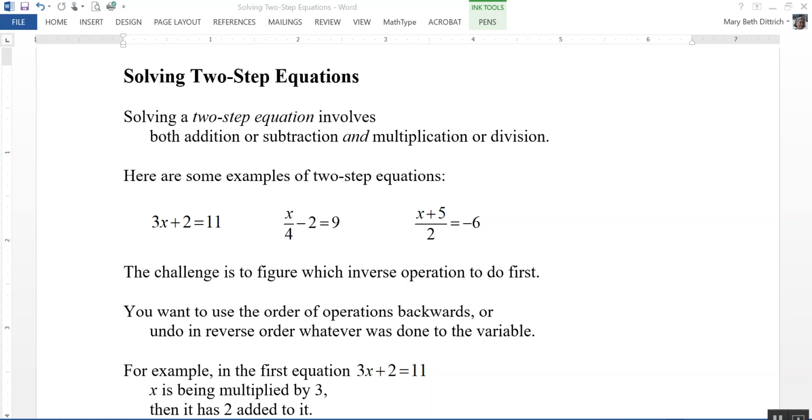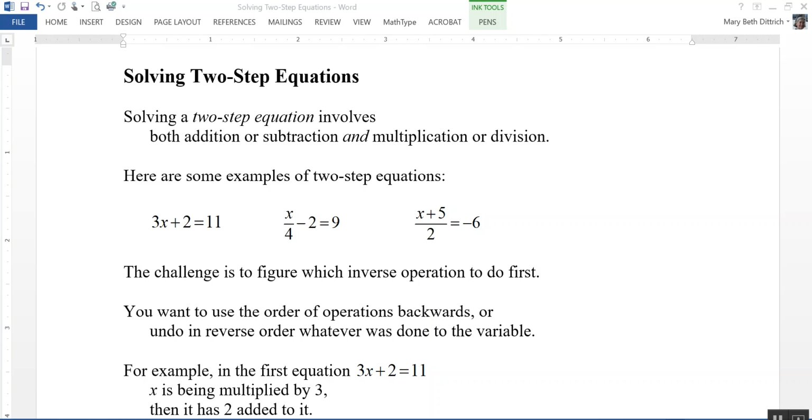This video is on solving two-step equations. Solving a two-step equation involves both addition or subtraction and multiplication or division. Here are some examples of two-step equations. We have 3x plus 2 is equal to 11, x divided by 4 minus 2 is equal to 9, and the quantity x plus 5 divided by 2 equals negative 6.